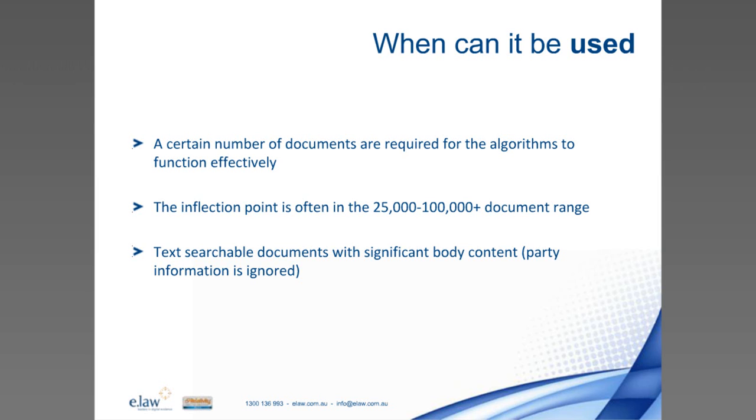The other requirement we need is documents that have a significant amount of body text. And what I mean by that is analytics does not rely on the party information, the to's, the froms, the CC's. In fact, we exclude that from the analysis. So really we analyze the content of the document itself, so what's being discussed within the four corners of the document. We don't use any of the metadata that you might see with email threading or other searching technologies.